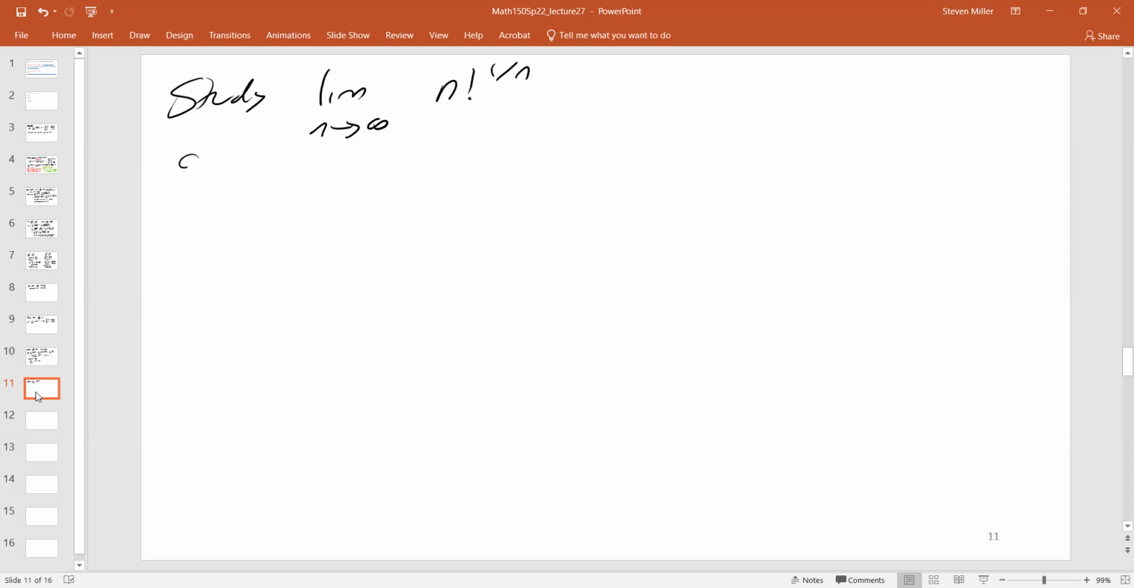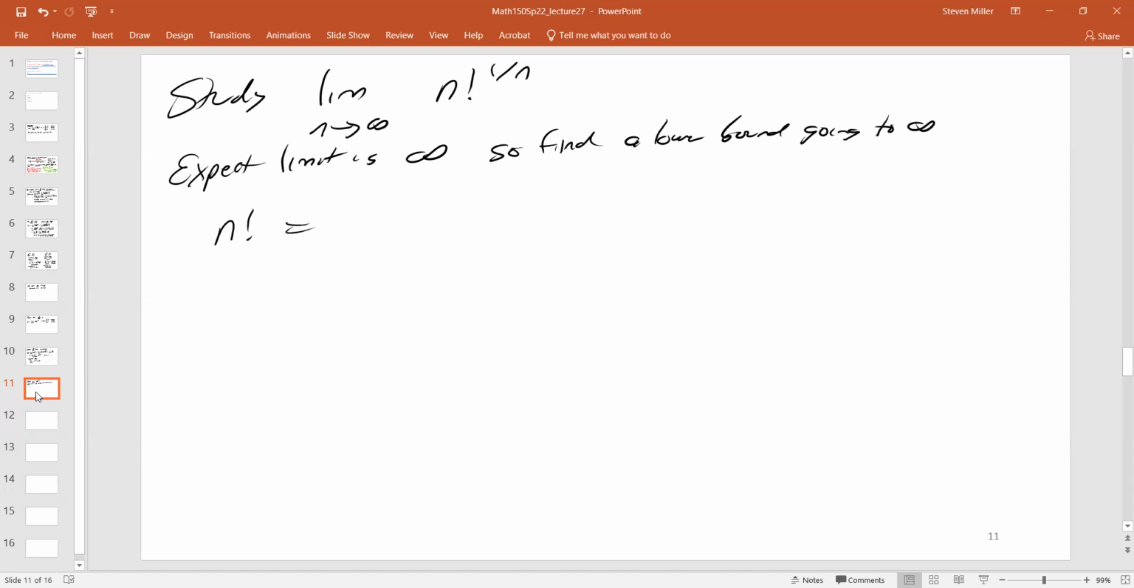So expect the limit is infinity, so find a lower bound going to infinity. So n factorial equals 1 times 2 times n halves plus 1 times n, which is greater than or equal to roughly n halves to the n halves.